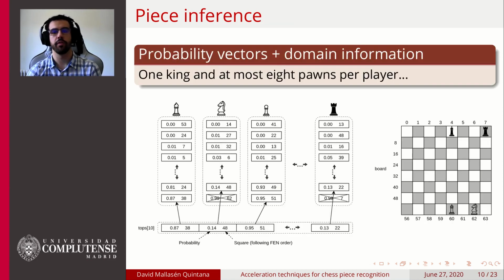Once we have the probability vector of each square, we must decide the final board layout. In order to do this, we introduce domain knowledge into the decision making, thus limiting, for example, the maximum number of pawns per player. The order in which we process each square is given by the highest probability for each of the pieces.